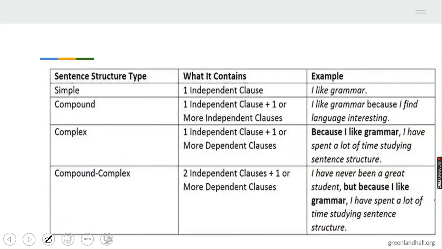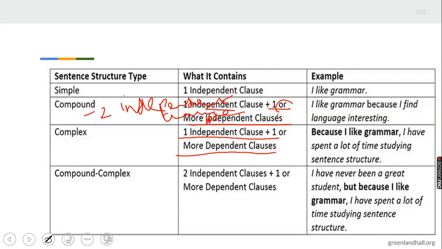Let's see a brief overview of everything I've been saying so far as regards sentence type based on structure. Simple sentence, look at it there: one independent clause. Compound: two independent clauses. Complex: one independent clause, then one or more dependent clauses. Okay, I made a mistake here. Compound should be two independent clauses. That is what it's about.